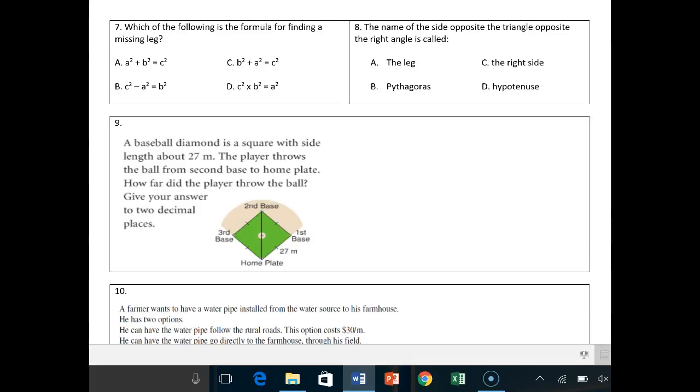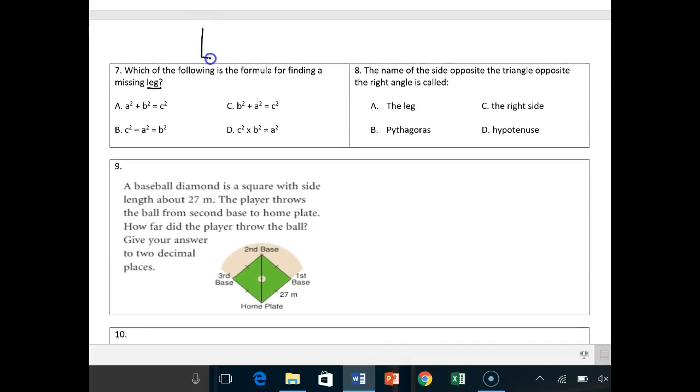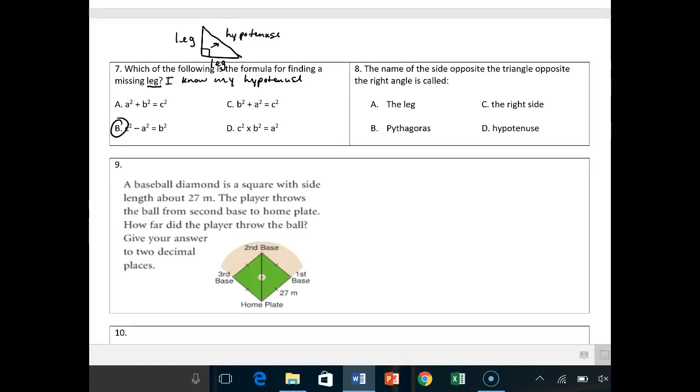Number 7, which of the following is the formula for finding a missing leg? If you remember, when I draw a right triangle, these two sides are called legs, and only the side opposite the right angle is called the hypotenuse, right? So if I need to find a missing leg, that means I know my hypotenuse, and when I know my hypotenuse, you should think right away, that's c squared minus a squared equals b squared. Okay. All right.